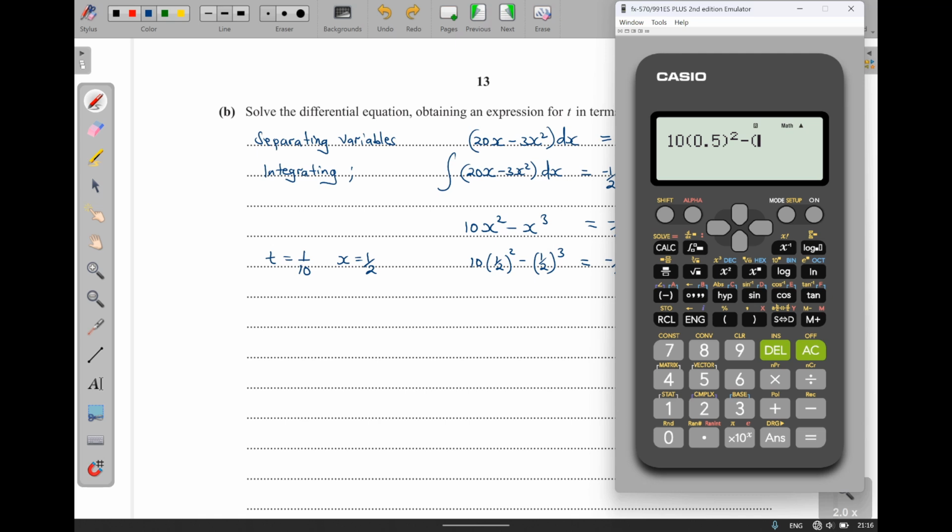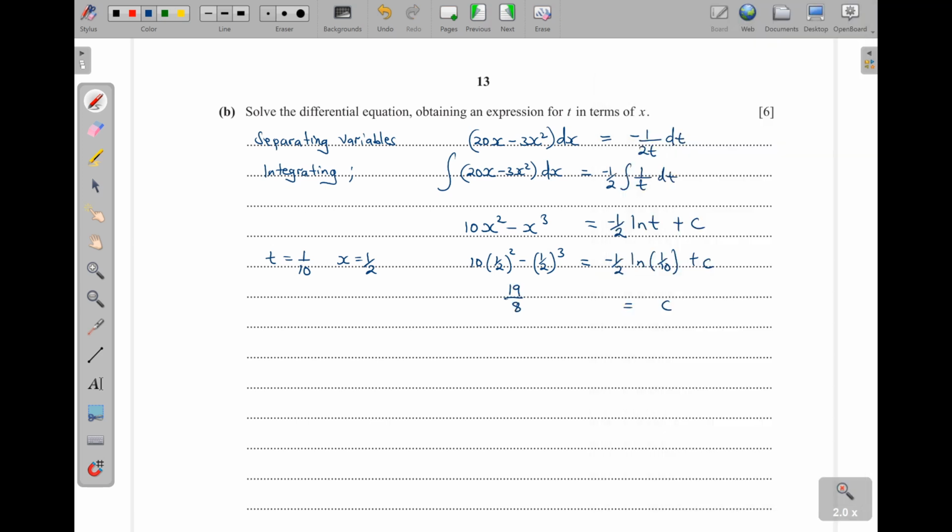Then minus 0.5 cubed. So it is 19 over 8. So I'll write here 19 over 8, then plus a half. Natural log of 10 to the power of negative 1 is the same as 1 over 10. So this one will give us the value of C.